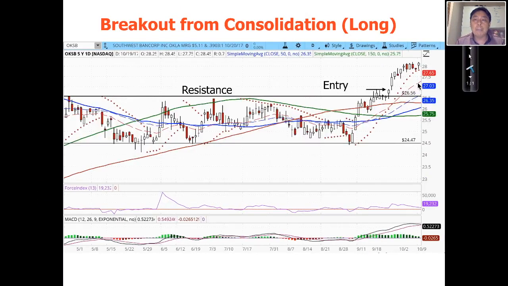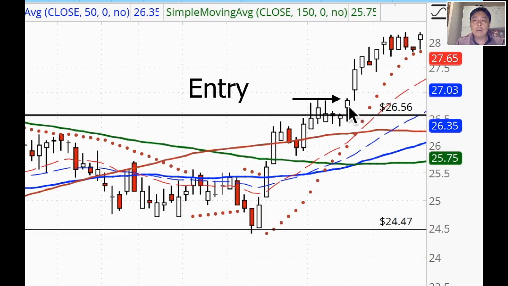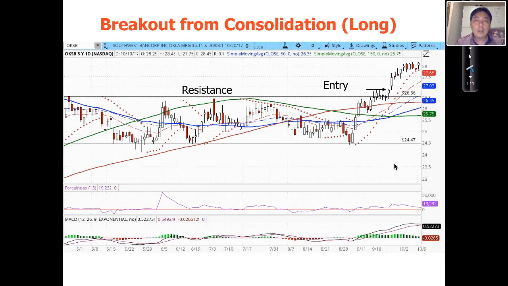So where do we place our buy order? Once again, we place our buy order just above the high of this candle. So this is a $20 stop. We can put it 3 cents above the high of the candle. So let's take a closer look.